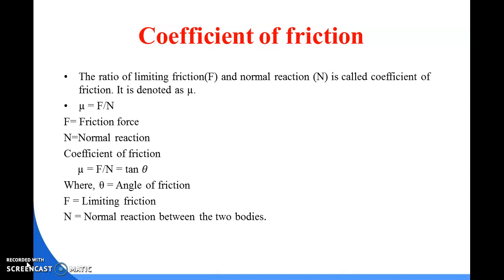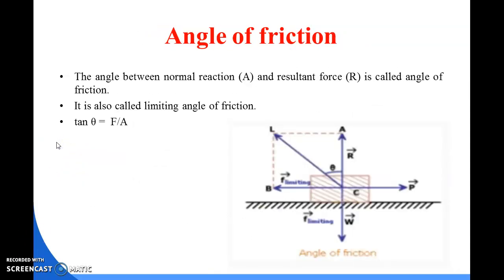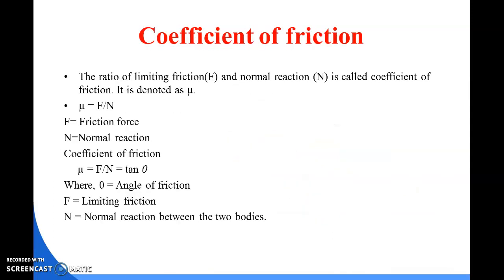As we know from the angle of friction, the ratio of friction to normal reaction is equal to tan theta. And as per the coefficient of friction, mu is equal to friction to normal reaction. Hence, it is proved that mu is equal to tan theta. That means the coefficient of friction is equal to tan of the angle of friction.